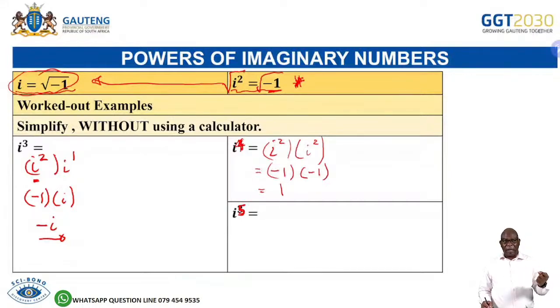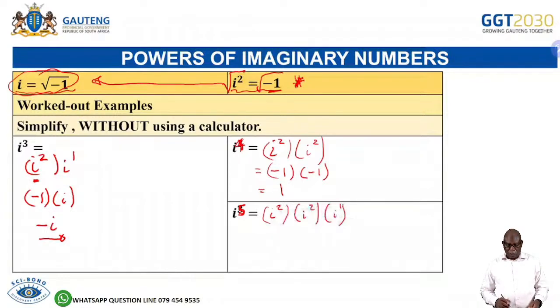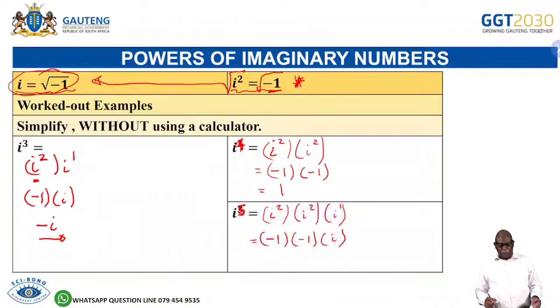So the answer there will be positive 1. Obviously, everything that I do, I'm going to first start by doing i to the power of 2. So even this one, I'll get i squared, then from there I can have another i squared, and I'm going to have an i, because 2 plus 2 plus 1 will give me 5. So that will be negative 1 times negative 1 times i, because the i I can leave like that. Please don't change the i to the square root of negative 1. Just leave it as i there. So negative 1 times negative 1 is 1, and 1 times i is going to be i.